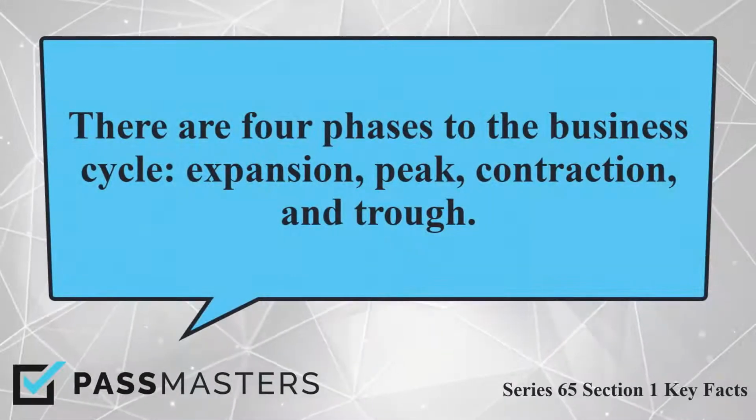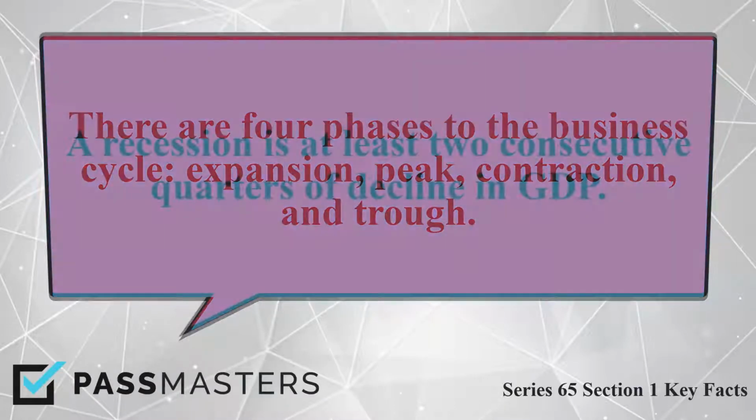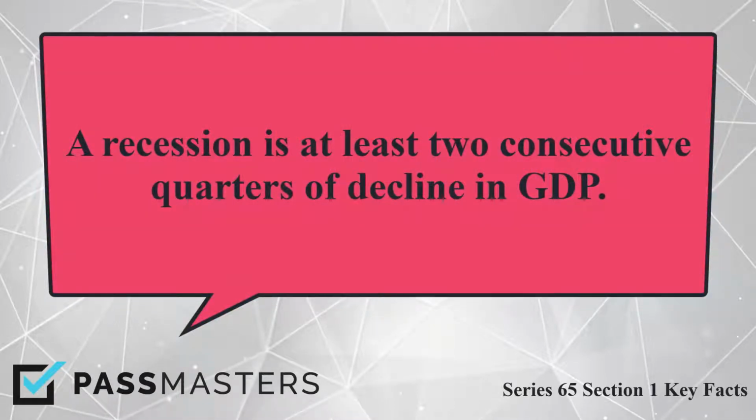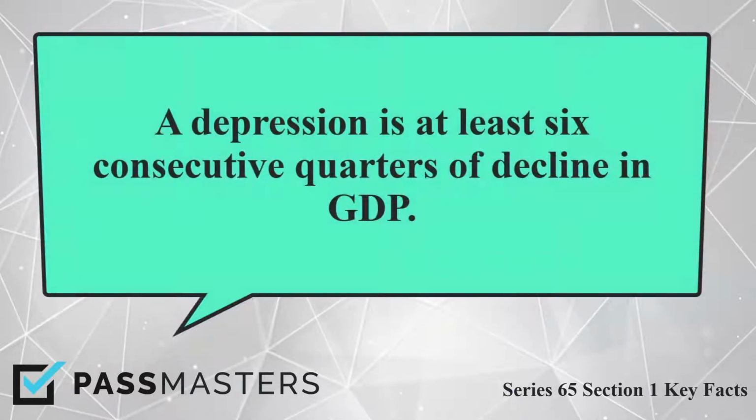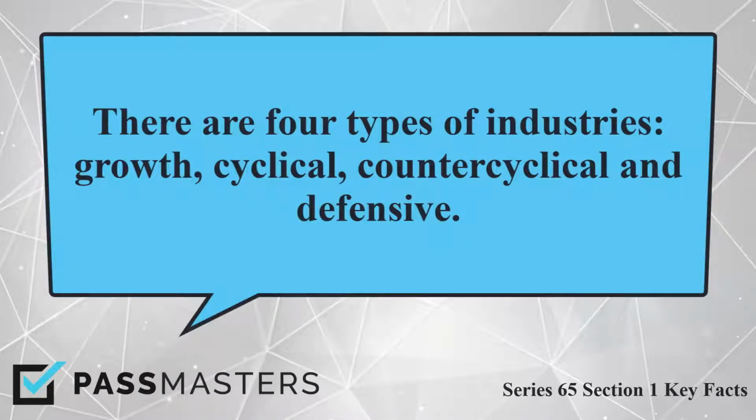There are 4 phases to the business cycle: expansion, peak, contraction, and trough. A recession is at least 2 consecutive quarters of decline in GDP. A depression is at least 6 consecutive quarters of decline in GDP. There are 4 types of industries: growth, cyclical, countercyclical, and defensive.